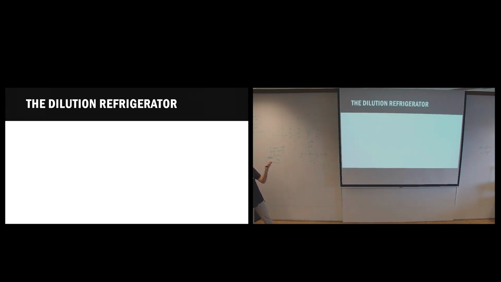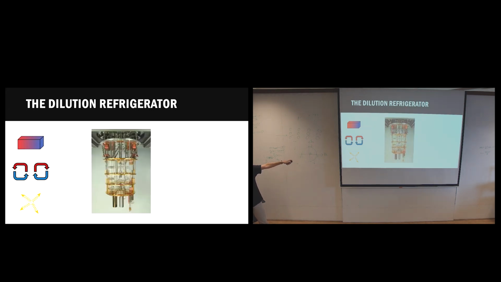So this is how the dilution refrigerator works. It is quite interesting, but also quite hard to explain. But let's see. Do you know what the three ways of heat transport are? Yeah. Conduction, convection, and radiation. So, this is what the dilution refrigerator looks like.